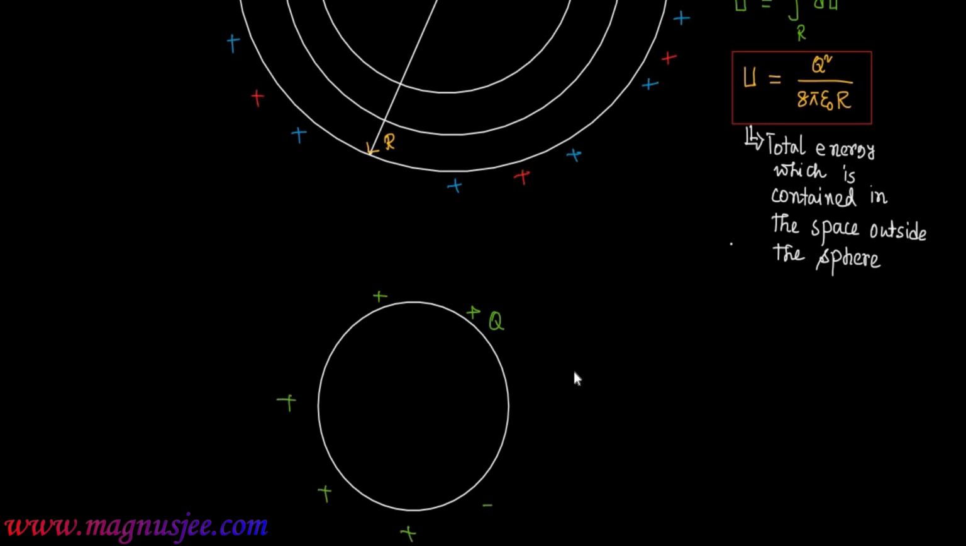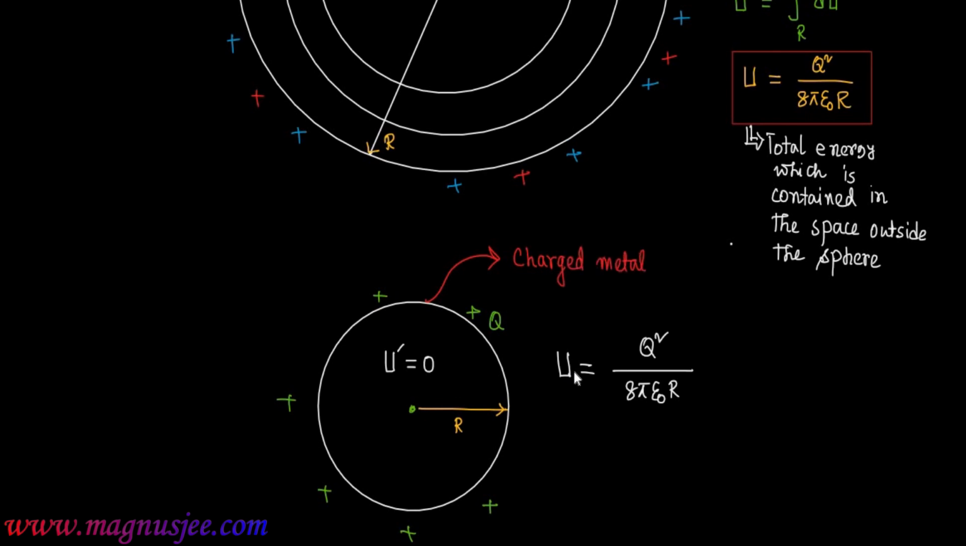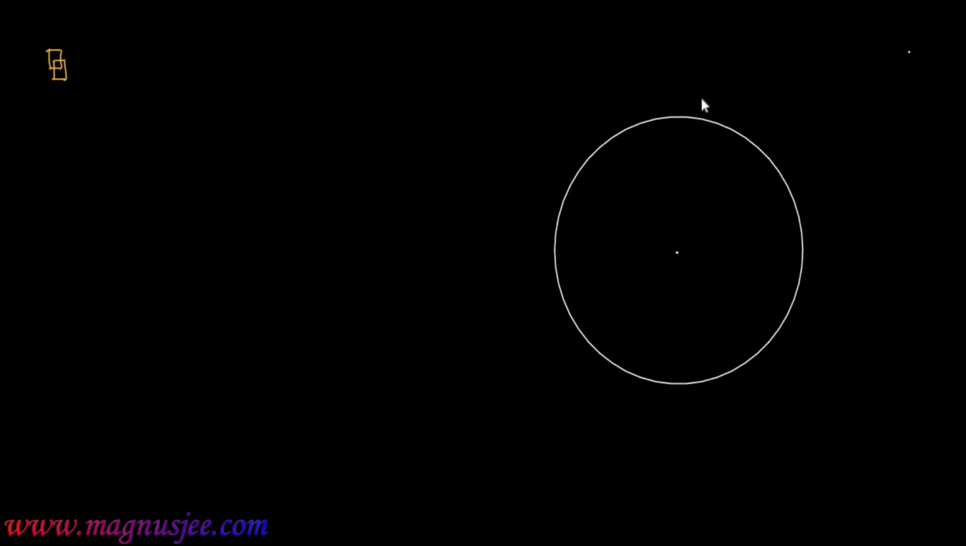Plus Q is the charge which exists on the surface of the charged metal sphere. Capital R is the radius of the sphere. Total energy U is equal to q square divided by 8 pi epsilon naught R. Energy contained in the field inside the sphere is U prime equal to 0. This is a charged metal sphere, and energy stored by this charged metal sphere is U, which is q square divided by 8 pi epsilon naught R.